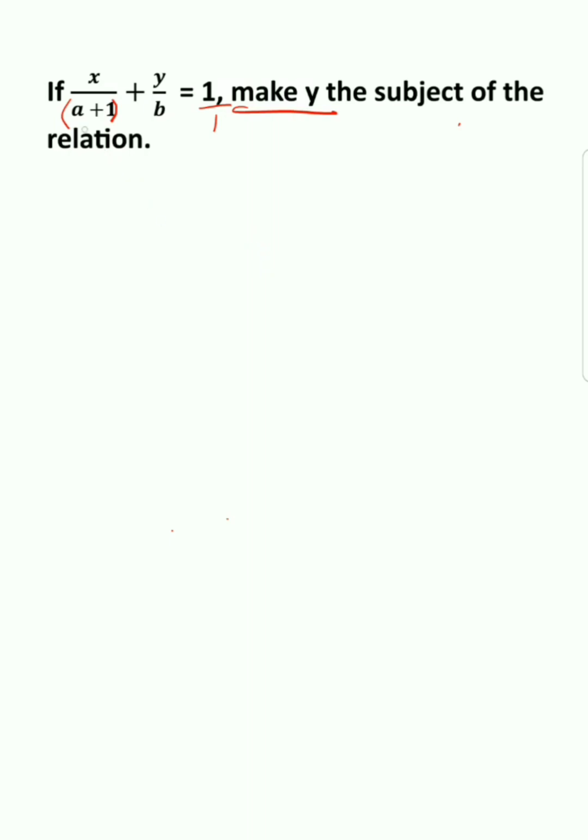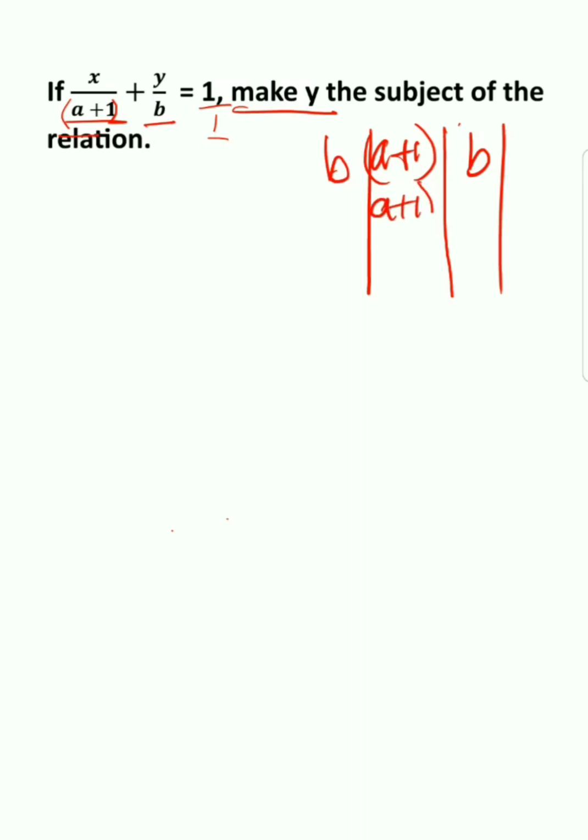The denominators here are a + 1, we have b, and then 1. What is the LCM of a + 1 and b? b into a + 1, that's a + 1. b into b, that's 1. a + 1 into a + 1, that's 1. And then you have this as 1. And so the LCM of a + 1 and b is b into (a + 1).